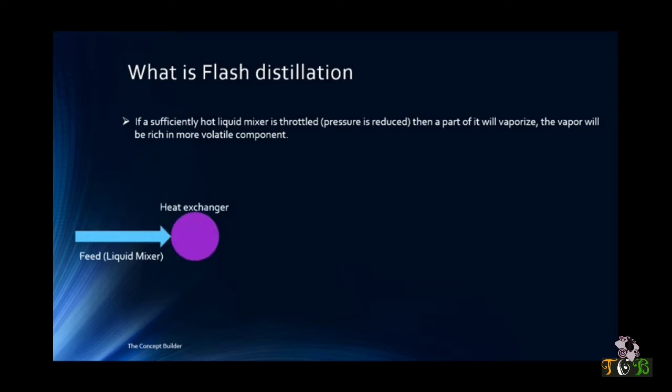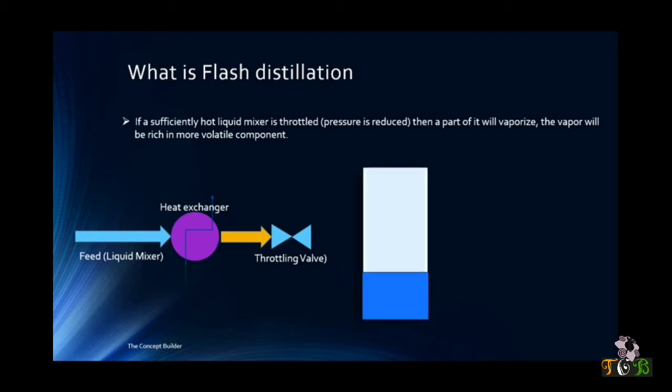Then we can use a heat exchanger if required. Here it says a sufficiently hot liquid, so if the temperature is not what we want, then we can use the heat exchanger. Then what does it say? That pressure is reduced, so we have to reduce this pressure so that a part of the liquid will vaporize. So here we have the valve, which will reduce this pressure, and here we have a flash drum. When the pressure is reduced, there will be some liquid and vapor. So out of the feed, some part will vaporize into vapor and the rest stays liquid. So we will have a vapor and a liquid, and both will be in equilibrium.